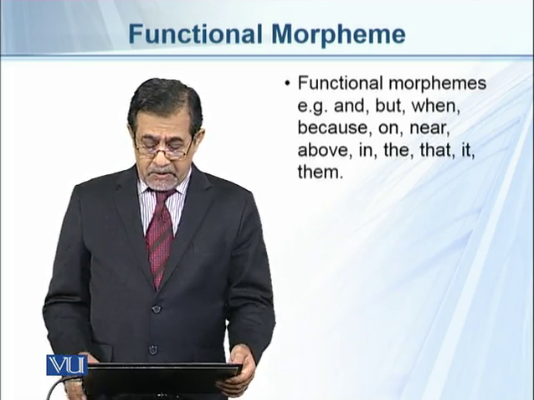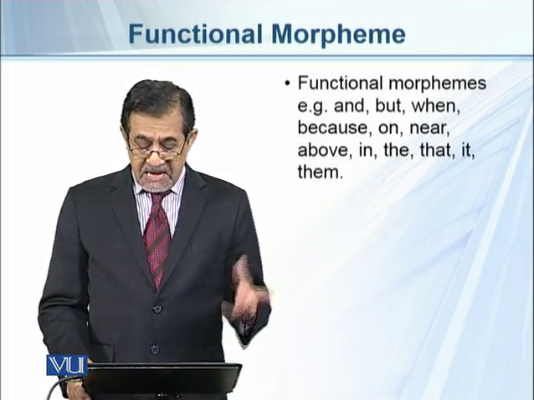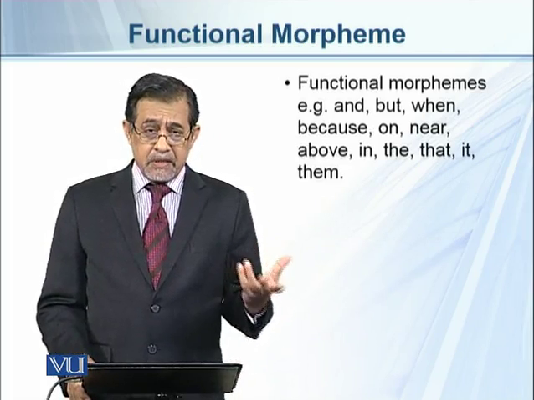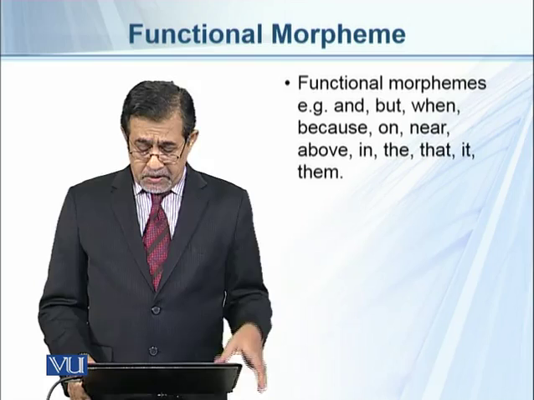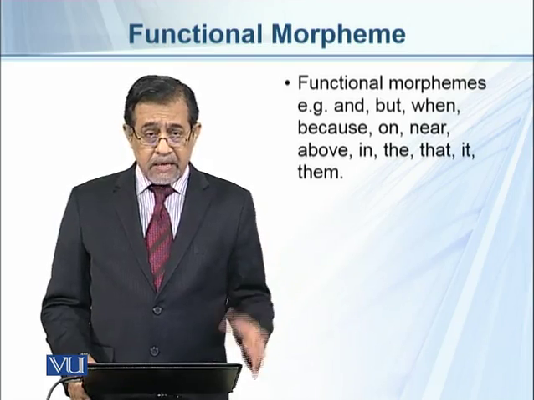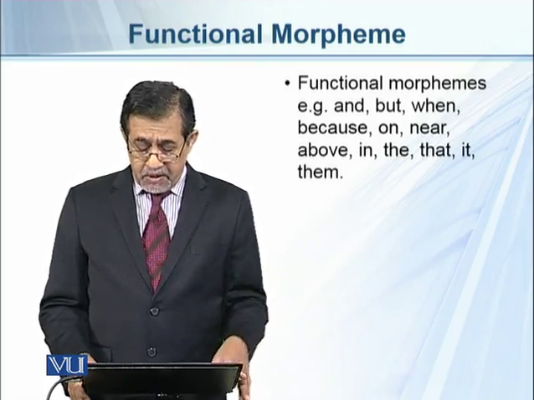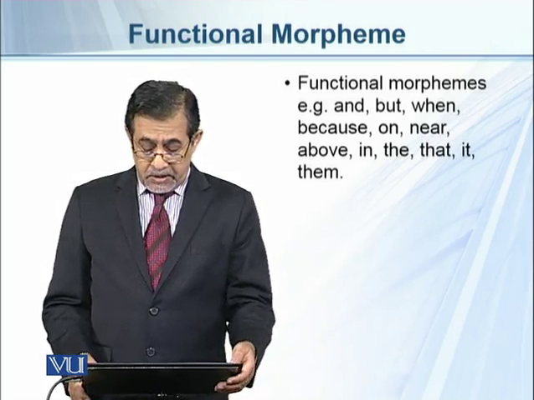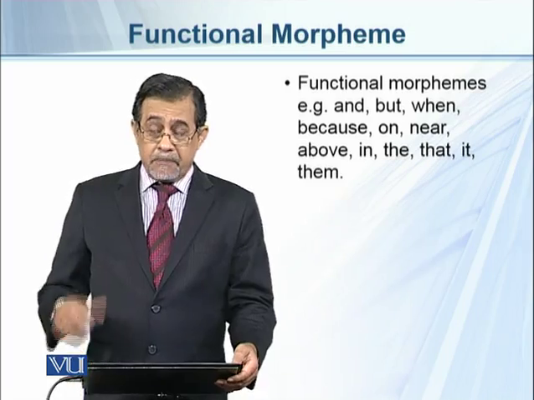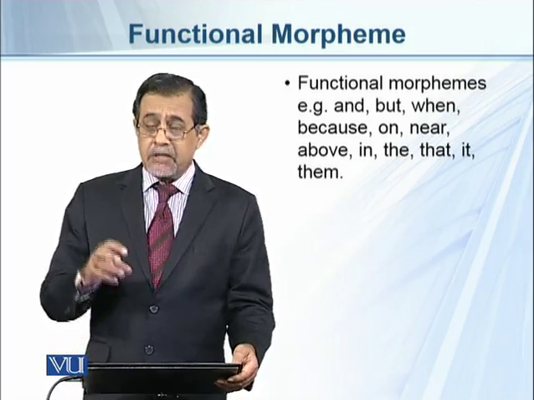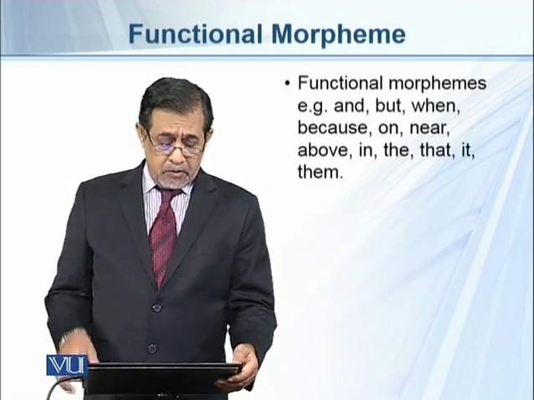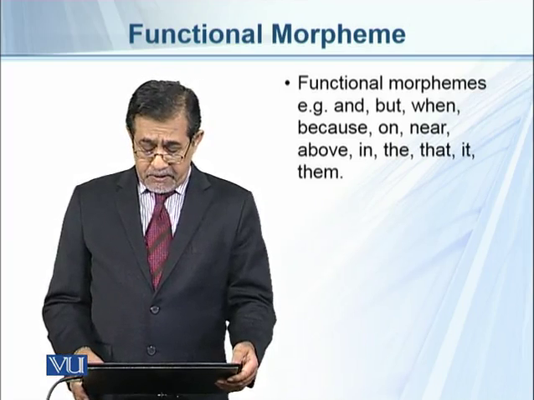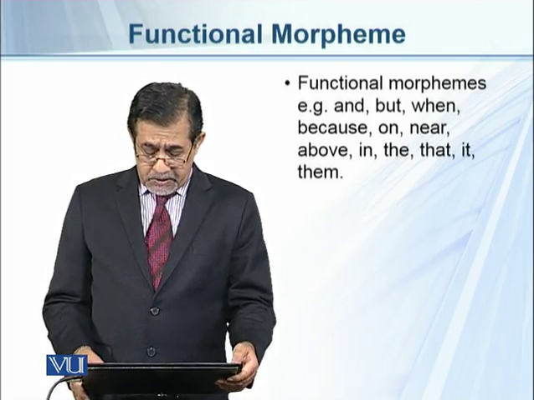Functional morphemes, for example, are: and, conjunction; but, it can be conjunction too; when, adverbial; because, adverbial; on, preposition; near, above, in; the, article; that, it, them, pronouns, etc. So functional morphemes fall into these types of category words.